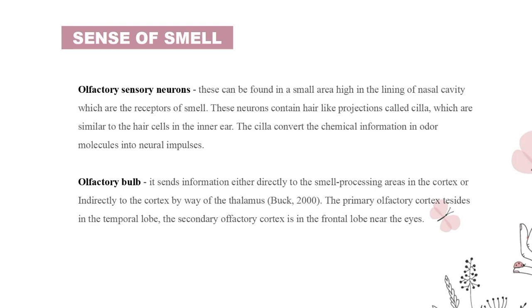Olfactory bulb. It sends information either directly to the smell processing areas in the cortex or indirectly to the cortex by way of the thalamus. The primary olfactory cortex resides in the temporal lobe. The secondary olfactory cortex is in the frontal lobe near the eyes.